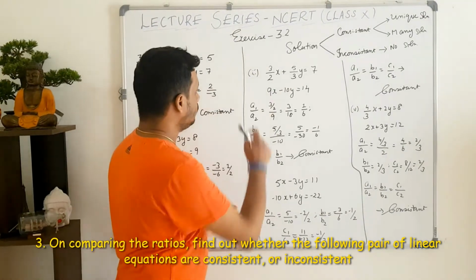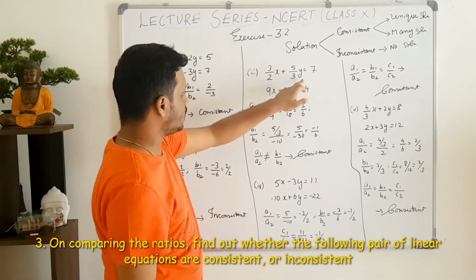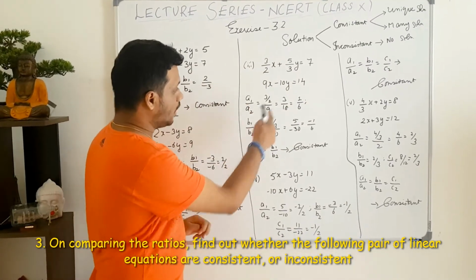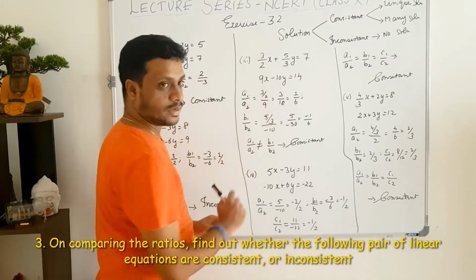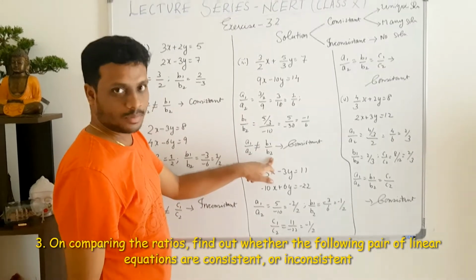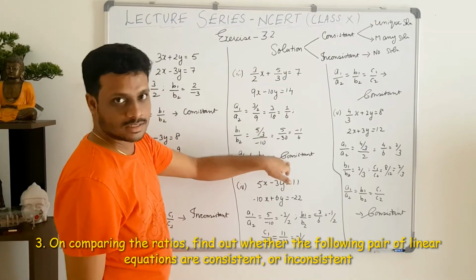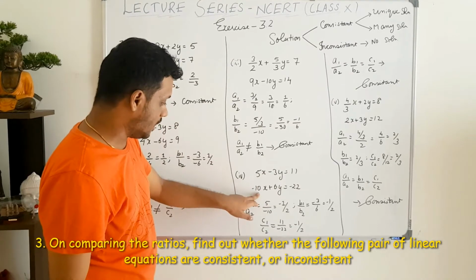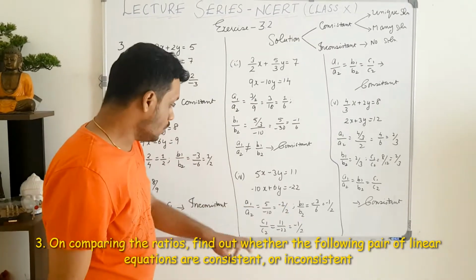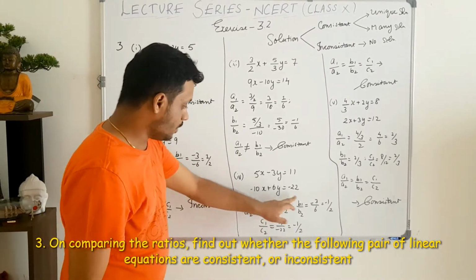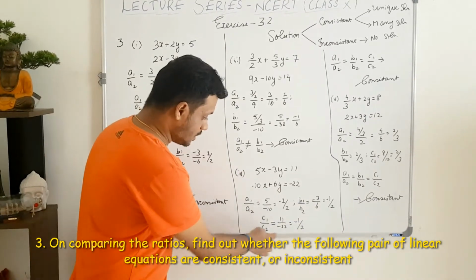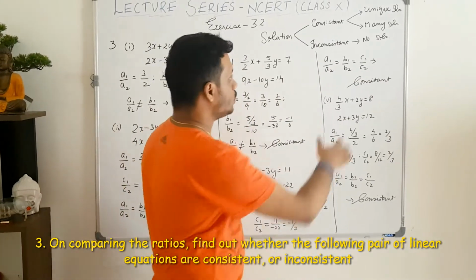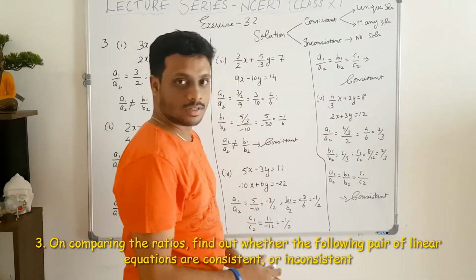We can move to the third one, which is (3/2)x + (5/3)y = 7, 9x - 10y = 14. When I try to find a1 by a2, I get 1 by 6, b1 by b2 is -1 by 6. So a1 by a2 is not equal to b1 by b2. Again, a unique solution, which is consistent. The fourth one, 5x - 3y = 11, -10x + 6y = -22. So a1 by a2 is -1 by 2, b1 by b2 is also -1 by 2, c1 by c2 is also -1 by 2. So a1 by a2 equals b1 by b2 equals c1 by c2, which is many solutions, which comes under the category of consistent.